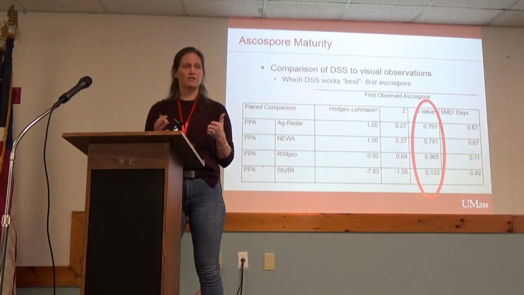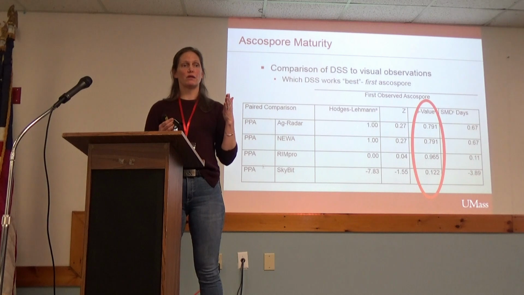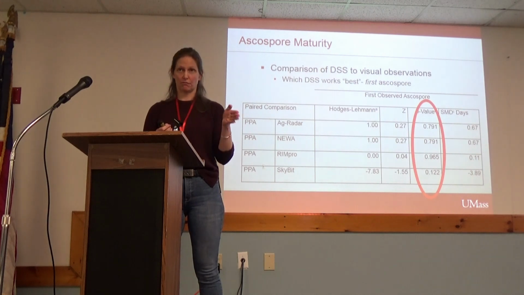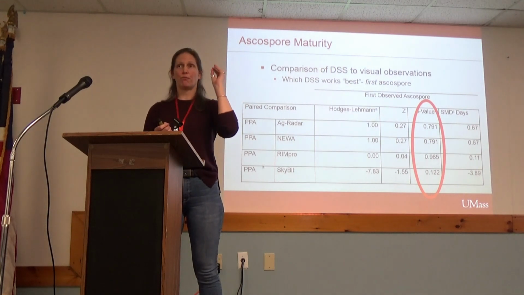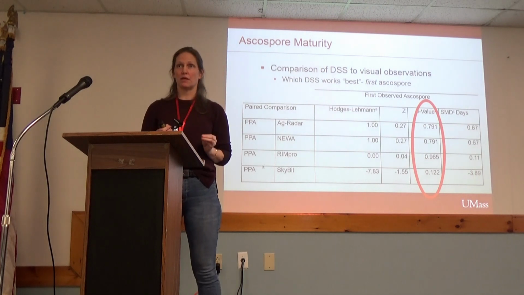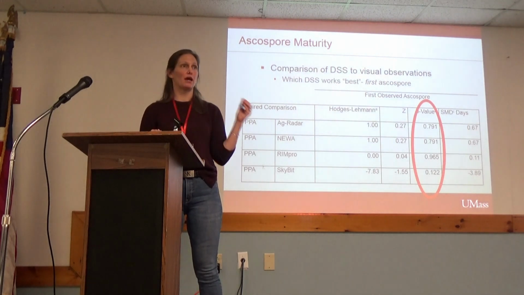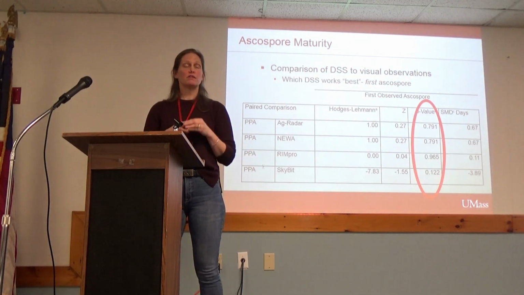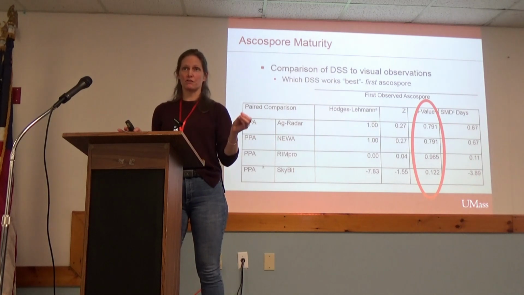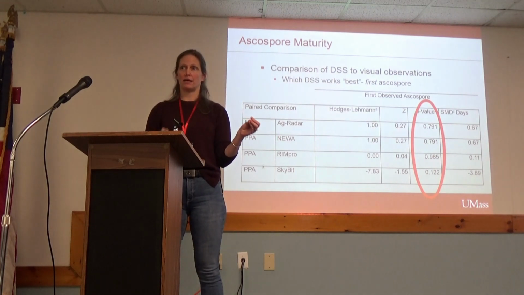So first thing we're looking at here is how the Petri plate assay that I just described to you lines up with what the decision support systems were estimating for our first available ascospore. Remember, the first available ascospore is an indication of when we're going to be looking at infection potential. There was no significant difference between our first observed spore and that estimated by any of the decision support systems.